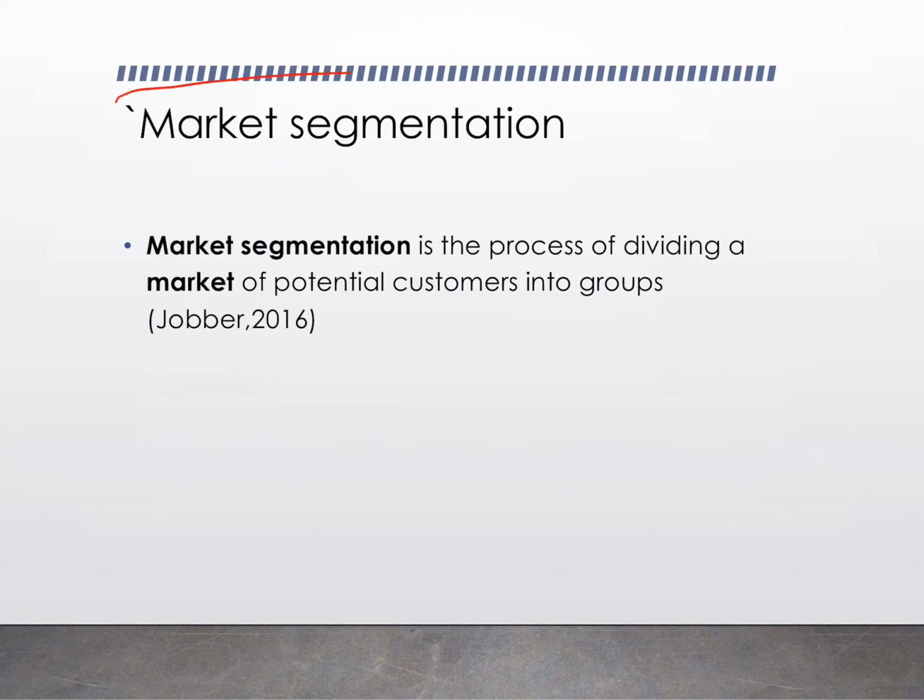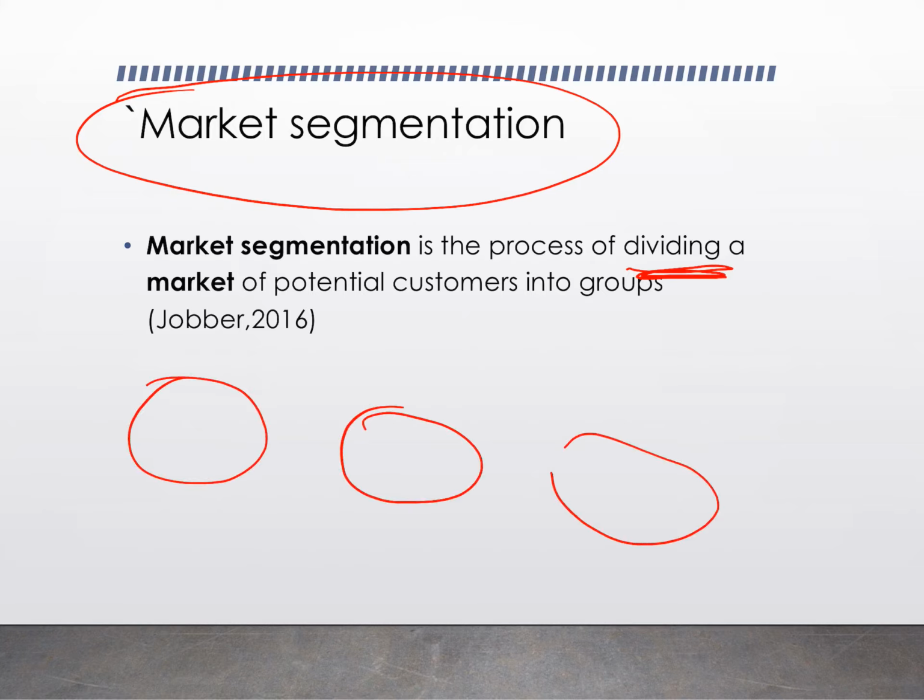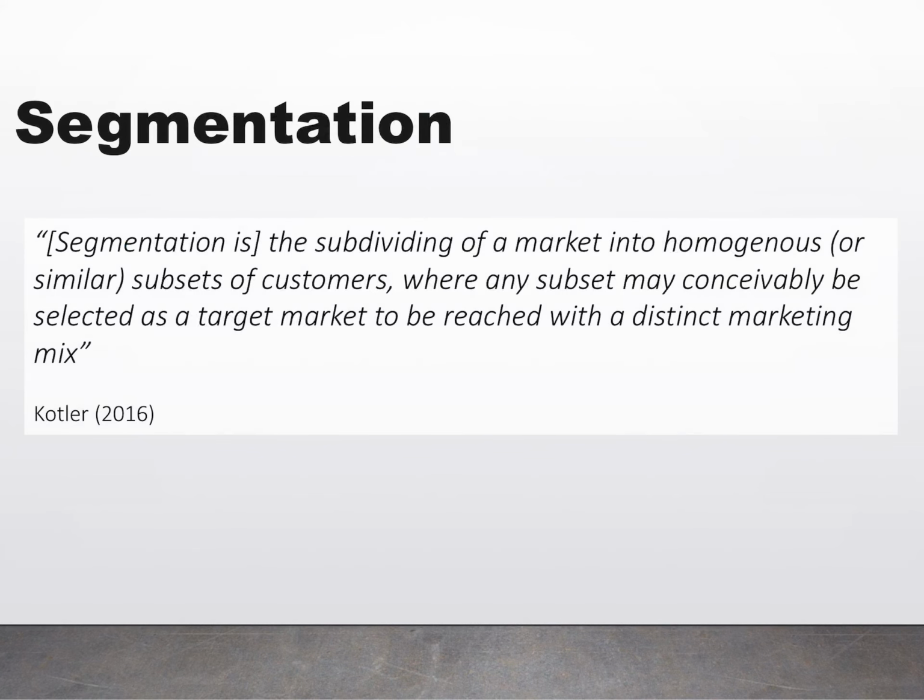The next topic is market segmentation. With those, we have completed marketing mix, now market segmentation. Very interesting. Market segmentation is the process of dividing a market of potential customers into groups. I have taken these definitions from David Jobber's 2016 Principles and Practice of Marketing. I would expect you to go through this particular book. Another definition is provided by Kotler 2016.